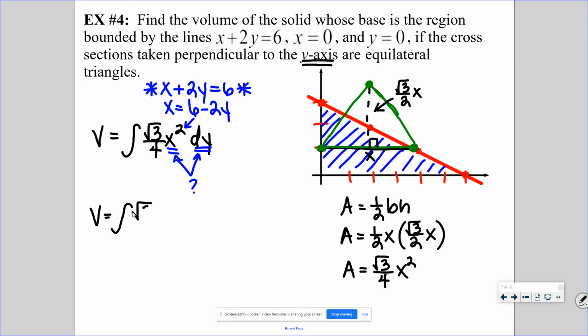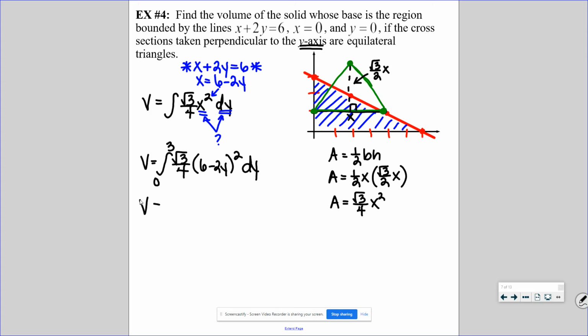So that's going to look like this: radical 3/4, and then instead of x, you're going to have (6 minus 2y) squared. Okay, what about your interval values? Normally we go left to right, but the triangles are going to be drawn perpendicular to the y-axis. So the triangles are going to kind of go up instead of left to right. That means our interval values have to be y values. So we will have 0 to 3. That's clearly where the y values stop. They start at 0, they end at 3. So this is what your antiderivative setup would look like.